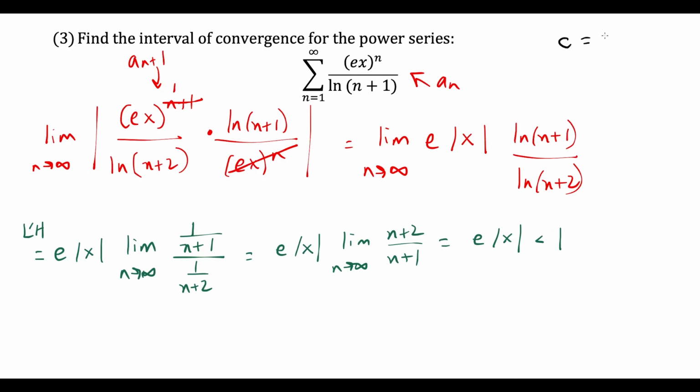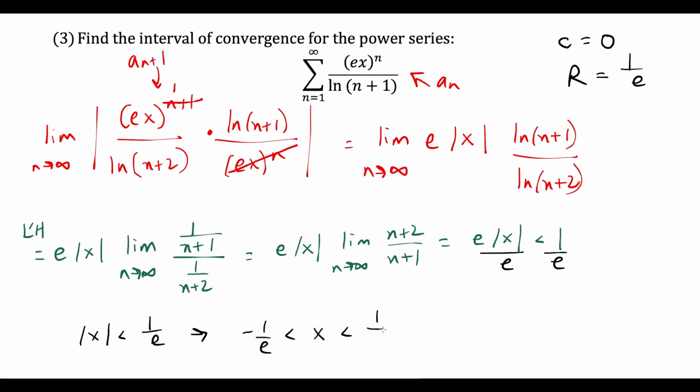So now what we have here, if we go through the notes from before, our center of our power series is at 0. And now this part here tells us that if we do the algebra, the absolute value of x is less than 1 divided by e, after we divide both sides by e, which tells us our radius of convergence is equal to 1 over e. And now this gives us a preliminary interval that for right now, x is going to be between negative 1 over e and positive 1 over e, but now we have to check the endpoints.